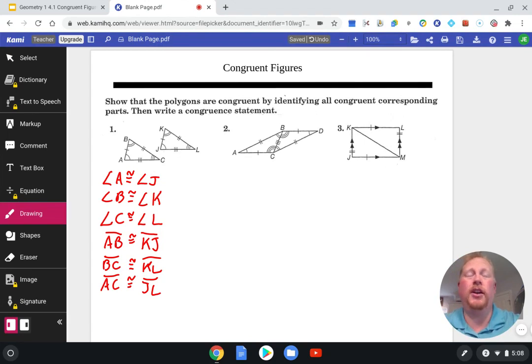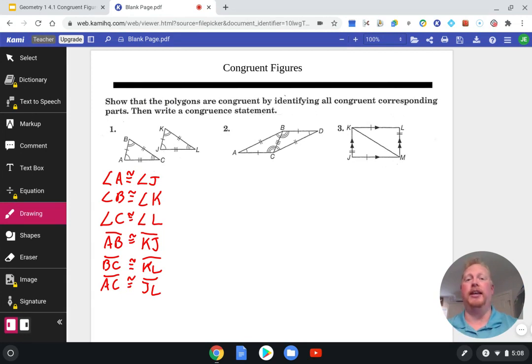So there we go. I've listed all the congruent parts, all three sets of congruent angles, all three sets of congruent sides. If they're four-sided figures, you'd have four sets of congruent angles and four sets of congruent sides. But when it says identify all the corresponding congruent parts, that's what they want, just a big old list of all these congruent things. Last thing, they said, let's write a congruence statement.